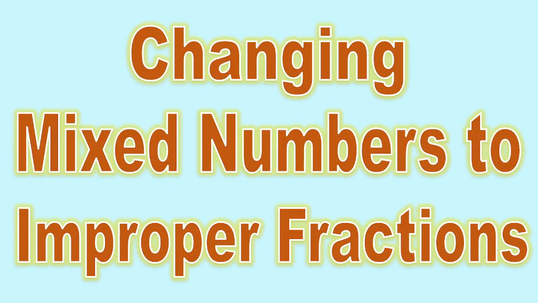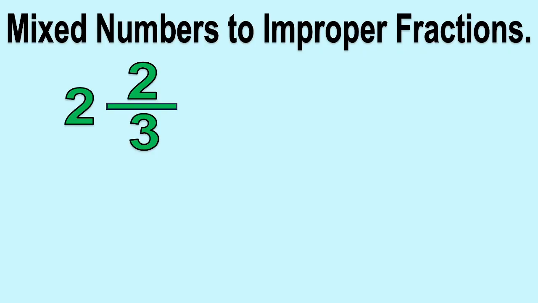Today, you are going to learn about changing mixed numbers to improper fractions. To change a mixed number to an improper fraction, first, multiply the whole number with the denominator.